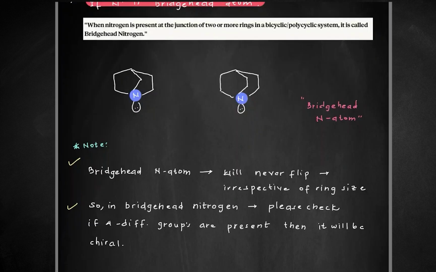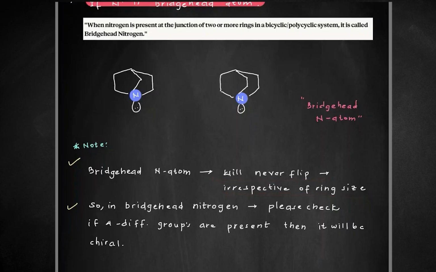Now, the last and most important part is if nitrogen is a bridgehead atom. When nitrogen is present at the junction between 2 or more rings in a bicyclic or polycyclic system, it is called bridgehead nitrogen. Look here. This is the first cycle and this is the bridge. So nitrogen is a part of the bridgehead atom connecting the 2 rings. Okay. Here also, it's a bridgehead nitrogen. Such nitrogens are called bridgehead nitrogen or bridgehead atom. Now, you have to remember one thing. In the bridgehead nitrogen atom, there will never be flipping. Okay. It will never flip irrespective of the ring size.